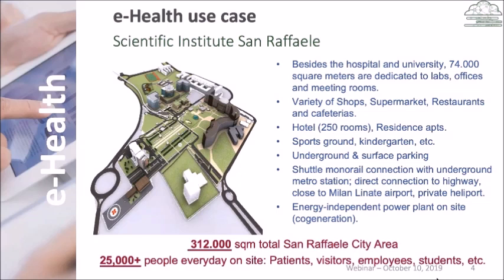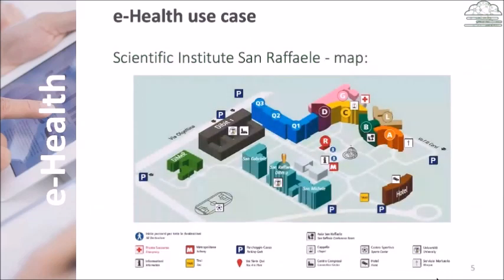Every day here in San Raffaele, we have 25,000 people coming. These are patients, visitors, employees, students, and so on. This is just to show the map of our area. The yellow, orange, and green buildings are part of the hospital. Then the blue buildings are dedicated to research and the university.